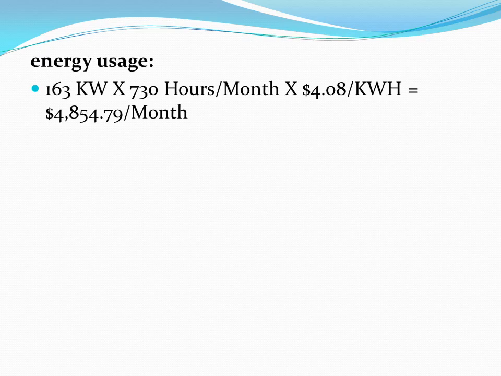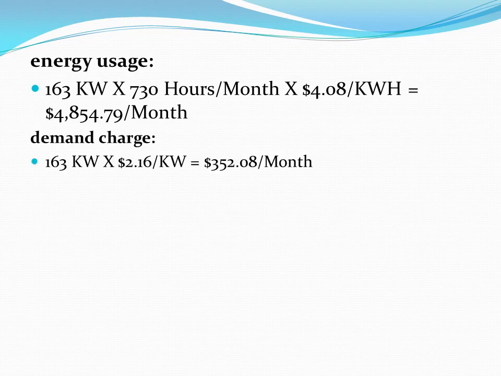We'll calculate the total amount the utility charges you every month as follows. First, we'll calculate your energy usage. At 163 kilowatts times 730 hours per month at $4.08 per kilowatt hour, it's $4,854.79 a month. Next, we'll calculate your demand charge. 163 kilowatts times $2.16 per kilowatt is $352.08 per month.